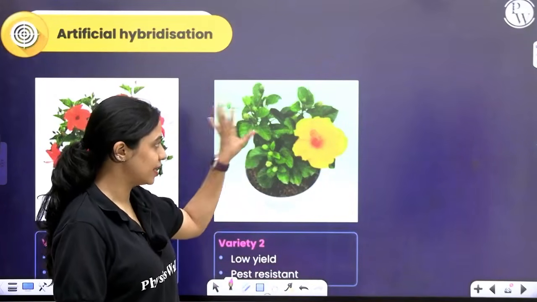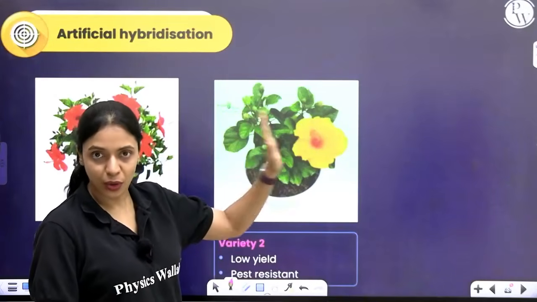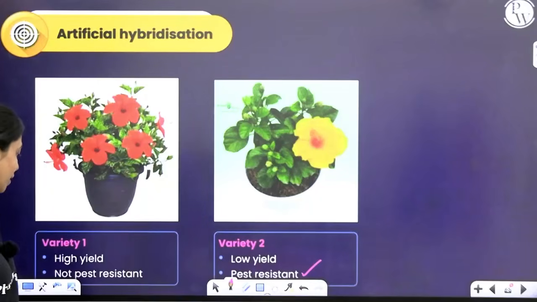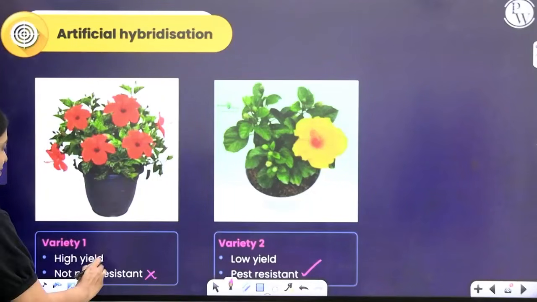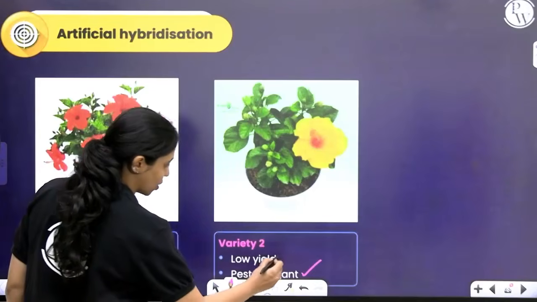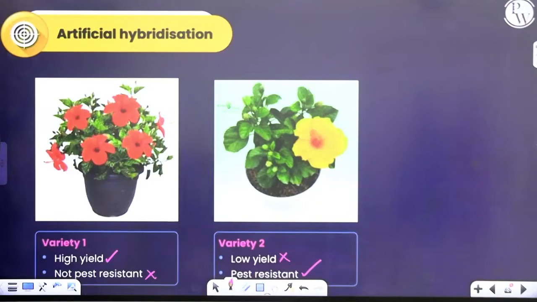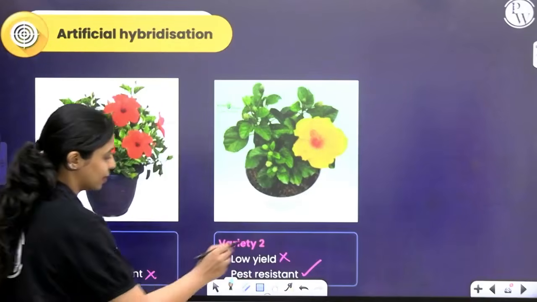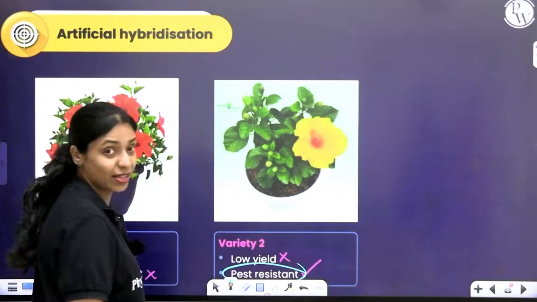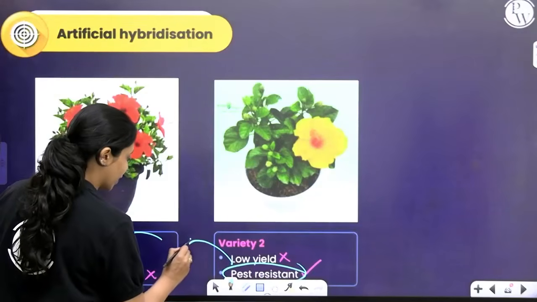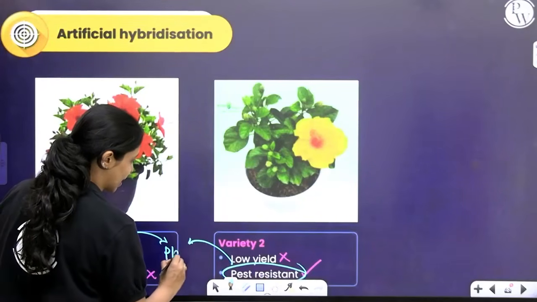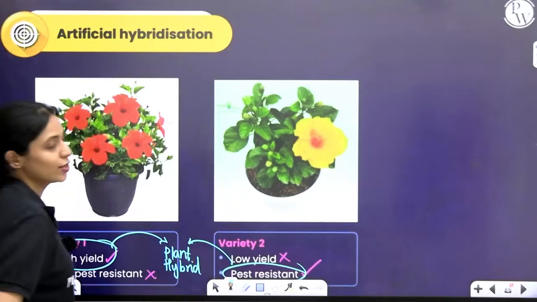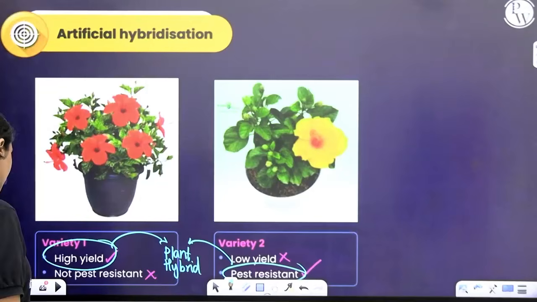Now this plant has a feature which is good, which is that it is resistant to pests, whereas this one is not resistant to pests. This is producing high yield, which is a good thing. That is not producing high yield, which is not a good thing, right? Now this plant variety has one good feature, high yield. This plant variety has one good feature, pest resistance. I want to try and bring both of these features into the same plant by producing a hybrid between these two plants. So what are the different steps that I will have to take?